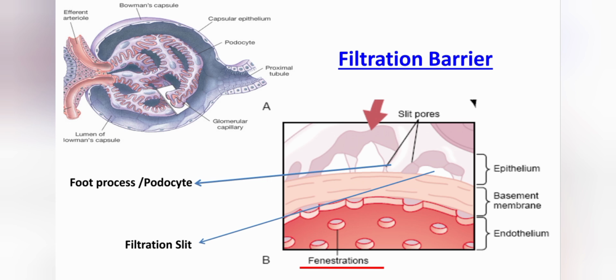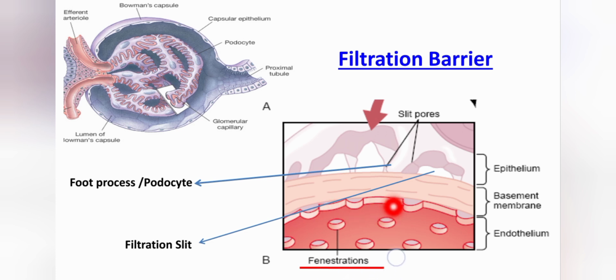As you can see, the glomerular capillary, like the other body capillaries, contains the typical two layers, that is the endothelium and then the basement membrane. But additionally it has another layer, which is the epithelium. But this epithelium is not present continuously; it is present in the form of podocytes or foot processes, and the pores present in between the podocytes are called slit pores. So this epithelium contains pores which are called slit pores. Plus, the endothelium of the glomerular capillaries also has some pores which are smaller in size, and these pores are called fenestrations.